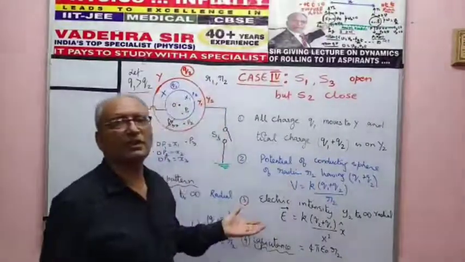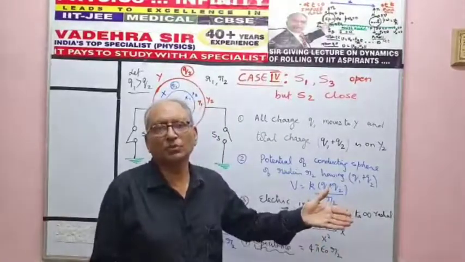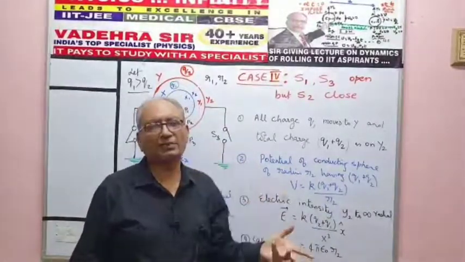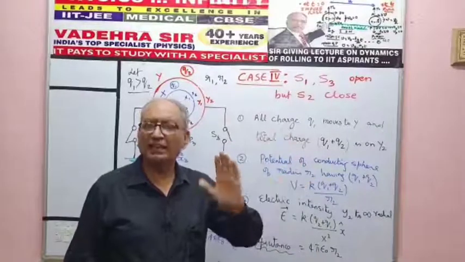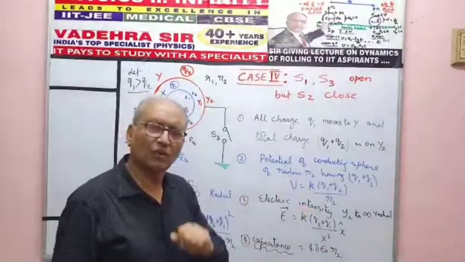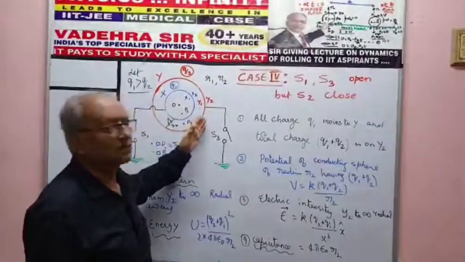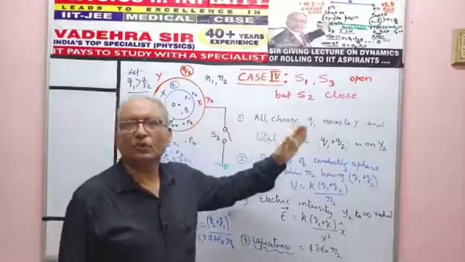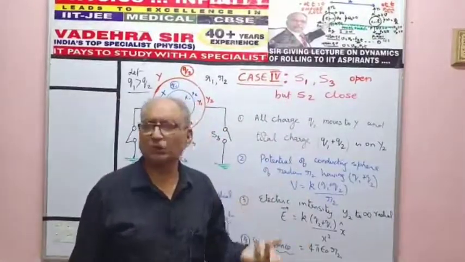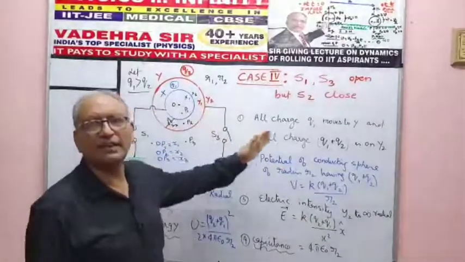Let's talk about the intensity. Just like the intensity of a conducting sphere having a charge Q1 plus Q2, the field everywhere inside is 0. On the surface it's K Q1 plus Q2 upon R square, R cap, and outside K Q1 plus Q2 divided by X square, X cap. That's about the intensity. Field pattern: no field from the center up to Y2, then from Y2 onwards the field varies inversely proportional to X square. So I will have the field starting from Y2 terminating at infinity.